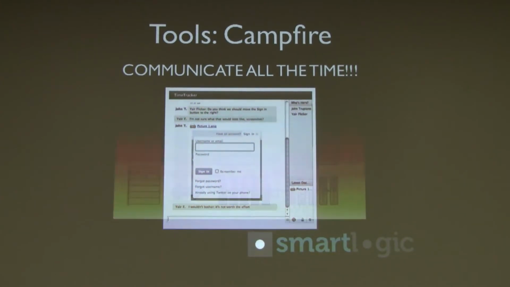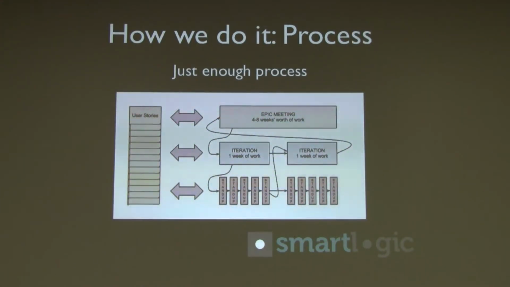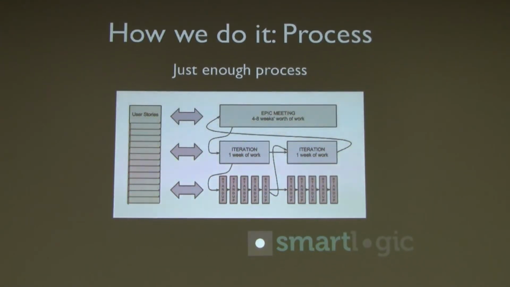Next. So the second part of how we get features developed is through process. And again, I'm big on having just enough process, keeping it simple and not getting bogged down in meetings. So again, this is what we do and what we found to work.